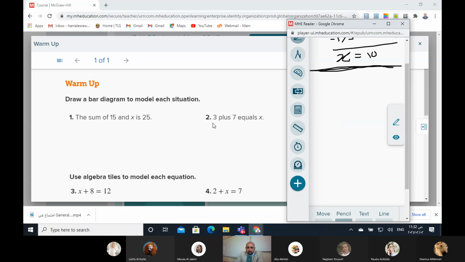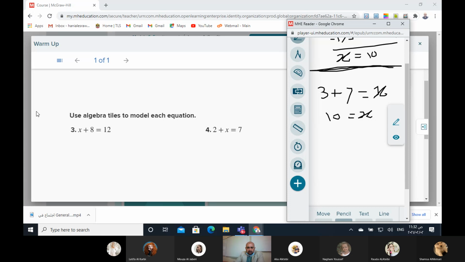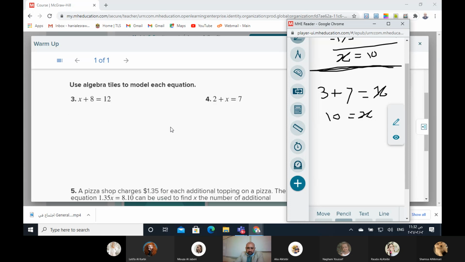Okay, 3 plus 7 equal x. So, what is the value of x here? 3 plus 7 will be what? Mr., 10? Will be 10. Great. Right. Use algebra tiles to model each equation.